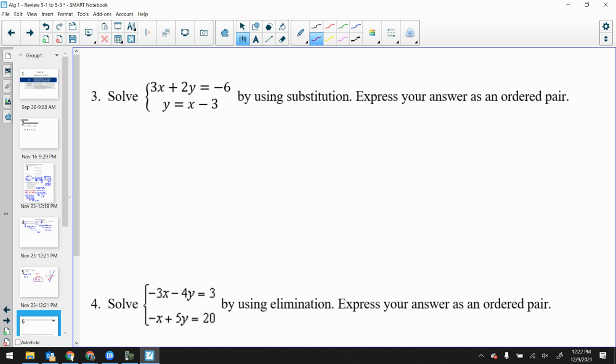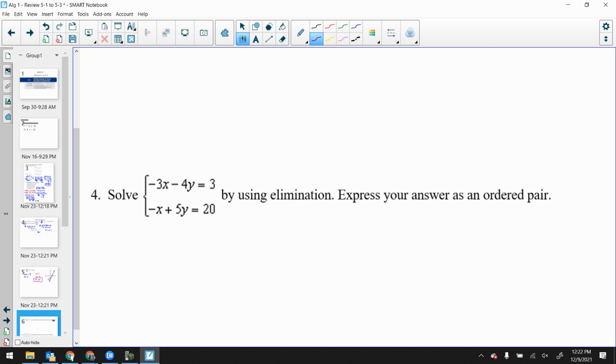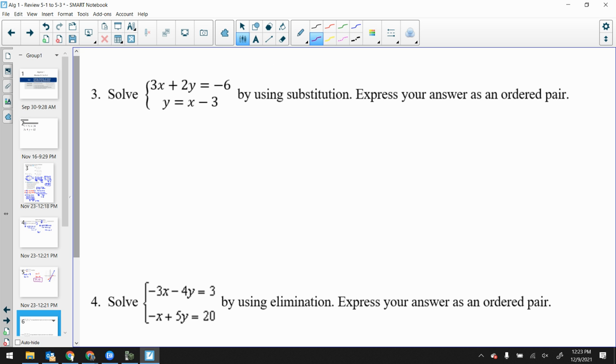Like, for example, for this one, I wouldn't give you this example and say do elimination. No, because it's already set up for substitution. Why would you do elimination if it's already set up for substitution? Like this one, I would not say for number 4, use substitution, because it's set up for elimination. Okay? All right. Let's take a look here.